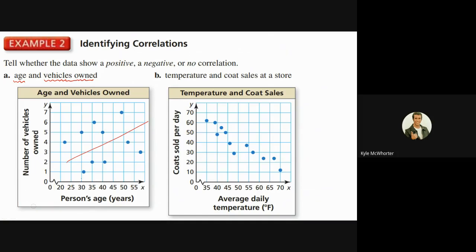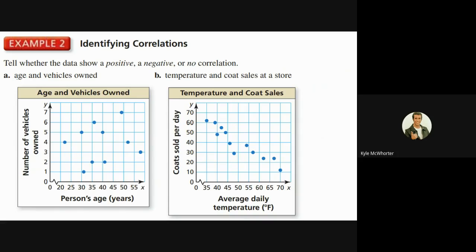But I could also draw a line that goes like here, and you could also say that line kind of follows the points too, because they're sort of going uphill a little bit here, but they're sort of going downhill if you look at it this way. So this is one where there's not one specific trend. It's not just that they're all sloping uphill. They're not just all sloping downhill. So we're going to say no correlation here.